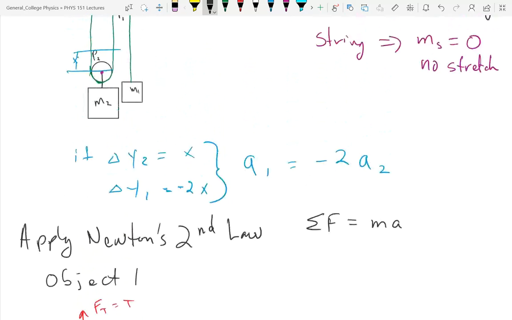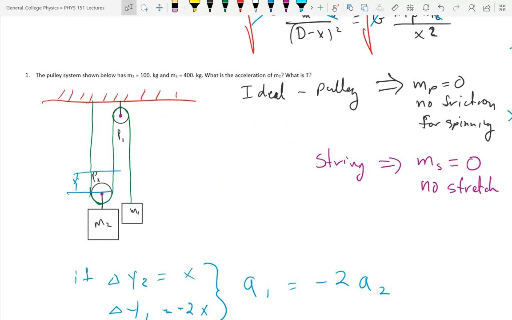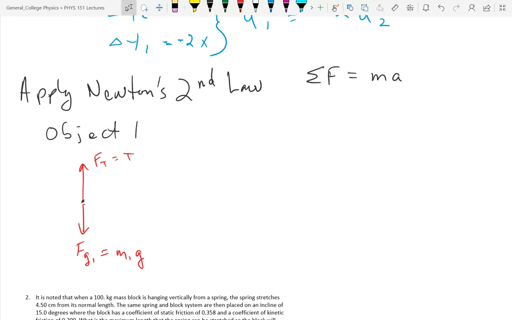Now, before I apply Newton's second law, there's one more really important thing I have to define. What direction is positive? I'm not going to let you choose. I am going to choose that up is my positive y direction. So I apply Newton's second law. Sum of the forces in the y direction is equal to mass times acceleration, and I'm going to call this 1 because it's object 1. So I look at my picture to replace the left-hand side.